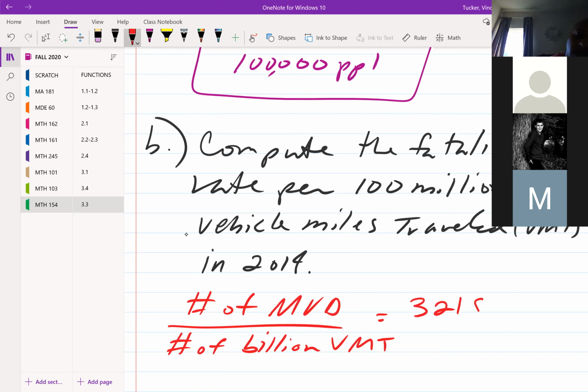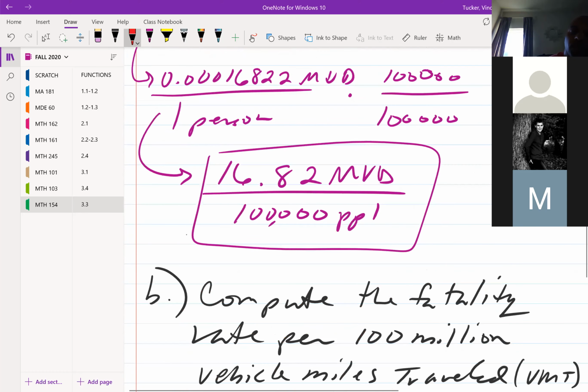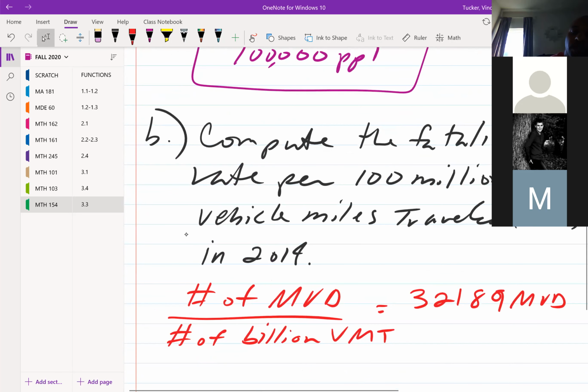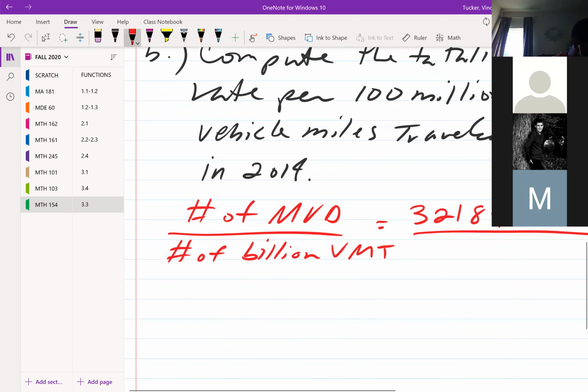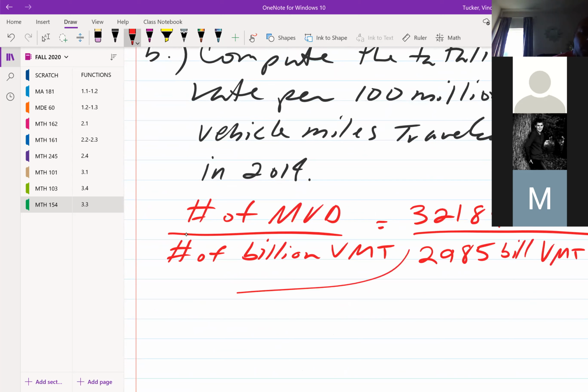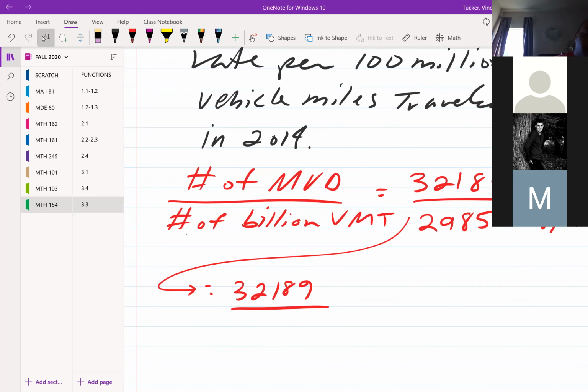We got, let me see something real quick, just making sure. All right. And once again, those numbers are from the chart that's given. So that's going to be 32189 divided by, when you talk about billion, it's 9 zeros.